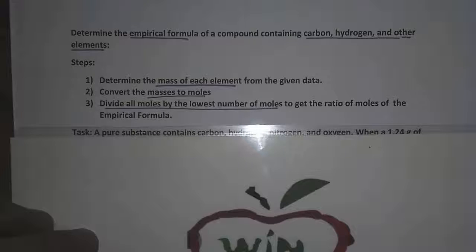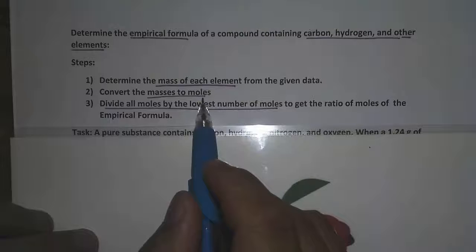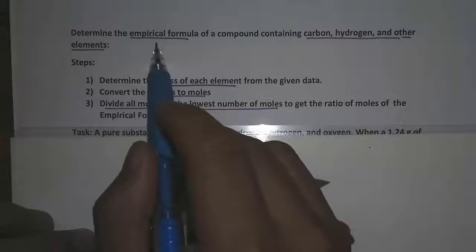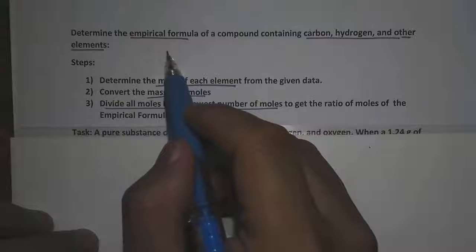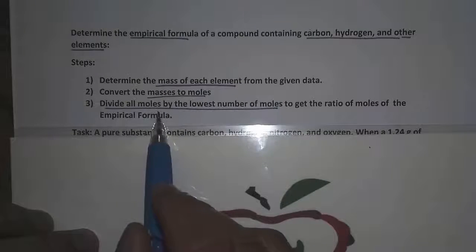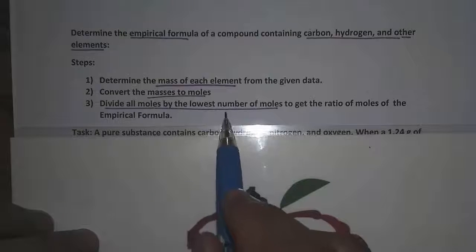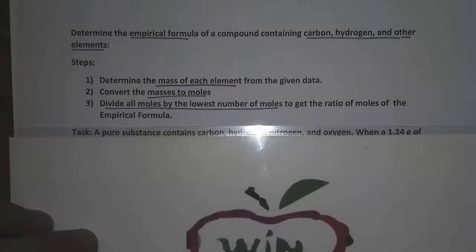And once you have your masses, you can convert the masses to moles, because the empirical formula is about finding the mole ratios relative to the lowest number of moles. So of course, step 3 is to divide all the moles by the lowest number of moles to get the ratios of moles of the empirical formula. Let's do an example problem together.